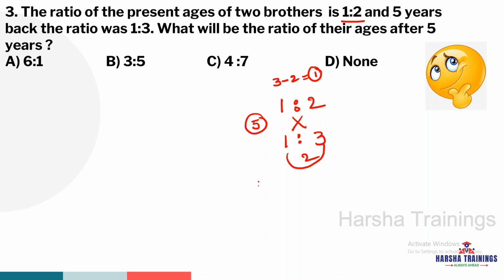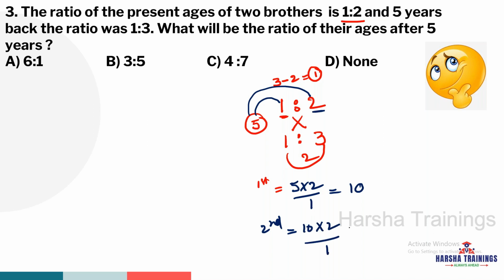2. Find out the first brother's age. First brother is how many parts here? 1 part. How many years back? 5 years back. So 1 into 5, 5, into step 2 difference by step 1 difference, is equal to 10 years. So first brother's age is 10 years. And the second brother is how many parts here? 2 parts. 5 years back, so 5 twos are 10, into step 2 difference by step 1 difference, so 10 twos are 20. So first brother's age is 10 years, second brother's age is 20 years.